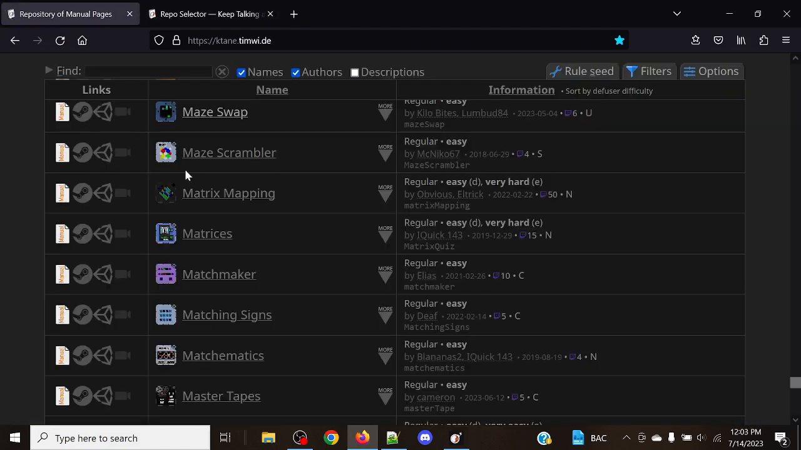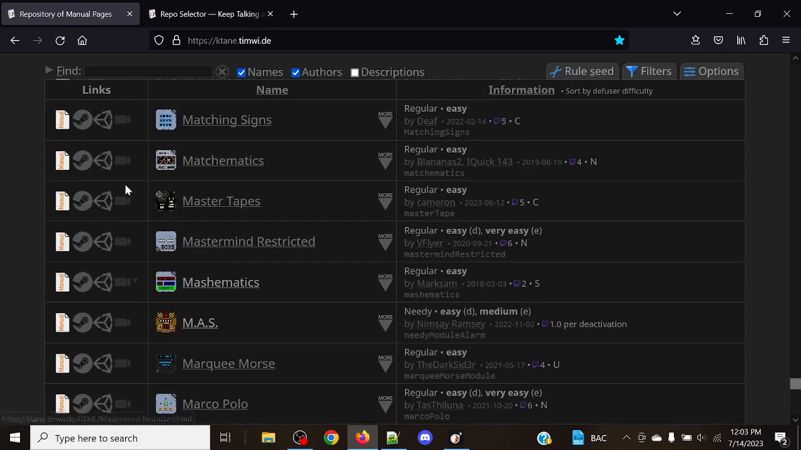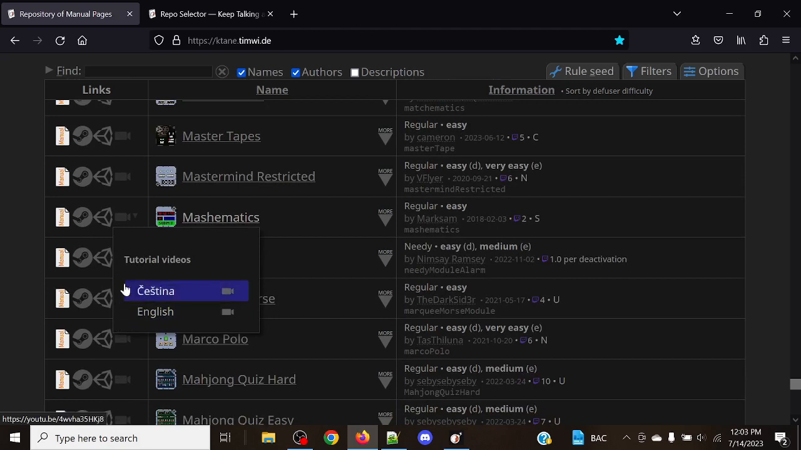Now, next one, and my personal favorite, how many tutorial videos does this module have assigned to it? The way that you can do this is if we look at the left here, each of them has a tutorial icon, if they happen to have a tutorial made for them. There are some cases where, as you can see here for mathematics, there are translated versions. In this case, we've got the Czech language, I believe, and the English language. So this one would have 2 tutorials associated with it. That's what you're looking for, and that's how you're going to have multiple tutorials in that case.